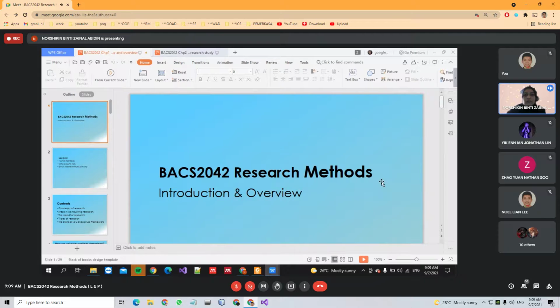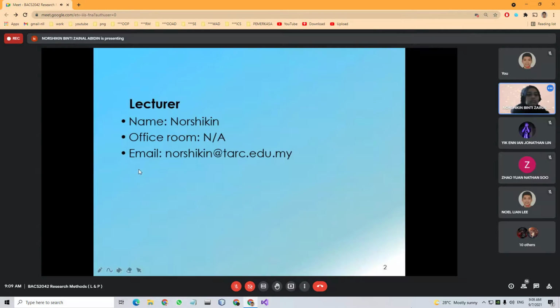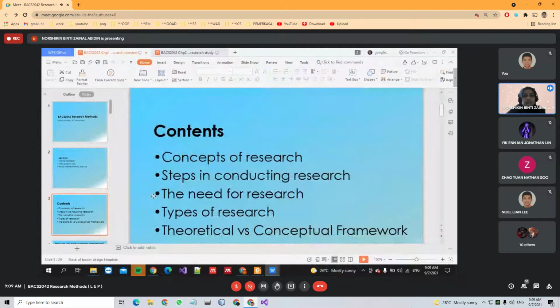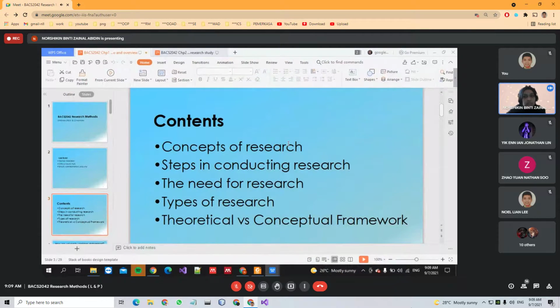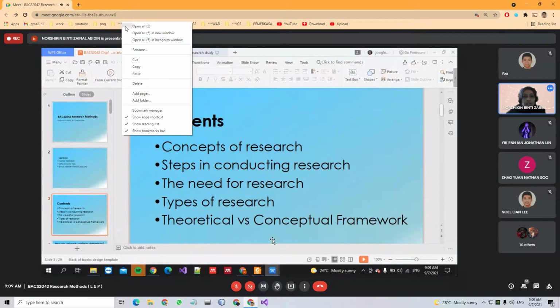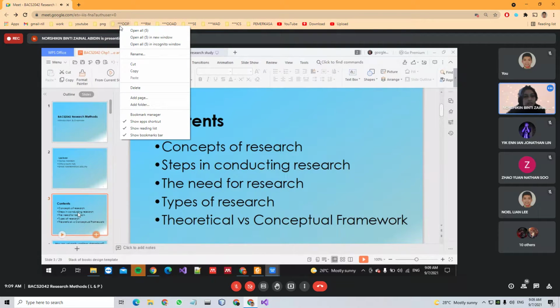This subject is important for your FYP, on how to conduct your research and how to write your research paper. It is also quite important for those who intend to pursue a master's study, but for you guys, maybe it's for your FYP. For the first chapter, there's actually not much. It's just an introduction to research or research method. The contents are the concept of research, steps in research, the need, types of research, and the theoretical and conceptual framework.